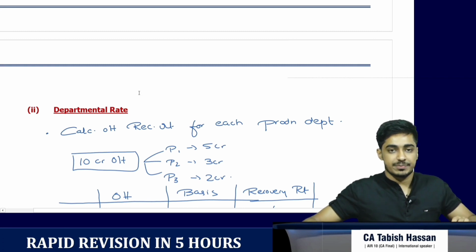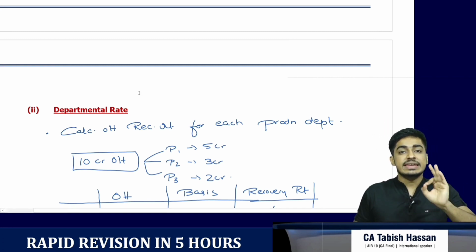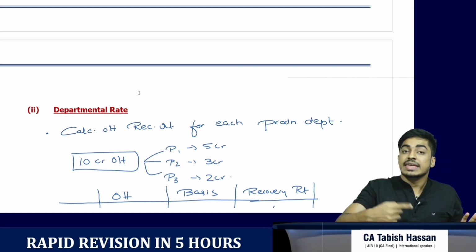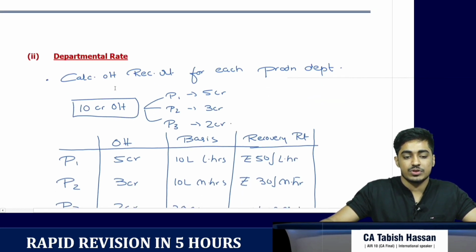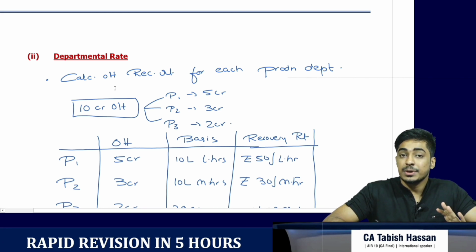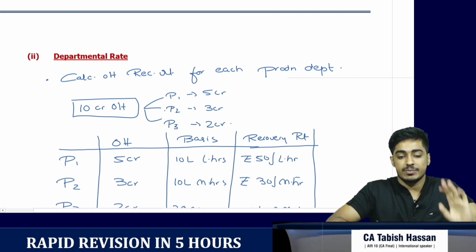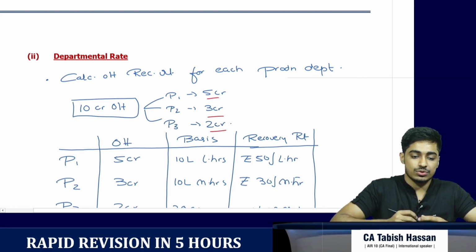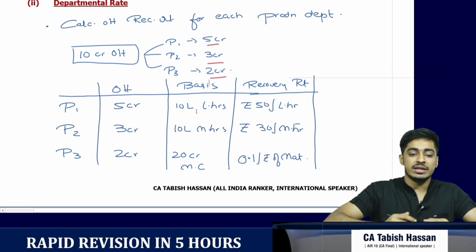Now we have departmental rate. What departmental rate tells? Don't take the total overhead of the company. Take the overhead department wise. Okay. And based on that, calculate the overhead recovery rate for every production department. So what it is telling? Okay, 10 crore is the total overhead. That's fine. But don't tell me 10 crore. Tell me the overhead for every department. Say we have 3 production departments. It's 5 crore, 3 crore and 2 crore. So for every production department, we got the overhead.